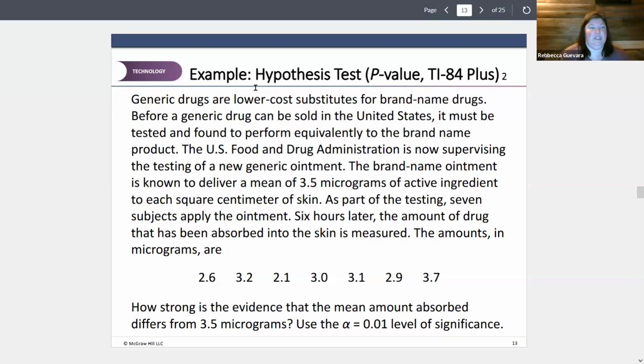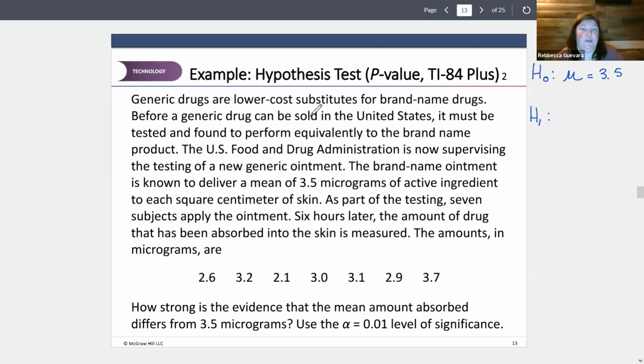So let's just set up what we're looking at first. We know that when we're comparing this to the brand name ointment, we should be getting a mean absorption of 3.5 micrograms of active ingredient. What we're trying to show is whether the alternate drug is doing the same thing as it should be. So what we're hoping is that we are seeing an absorption of 3.5 micrograms, but we're seeing if it's going to give the same amount of absorption.